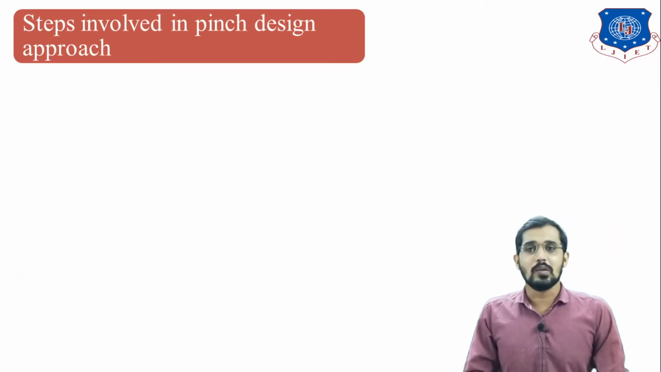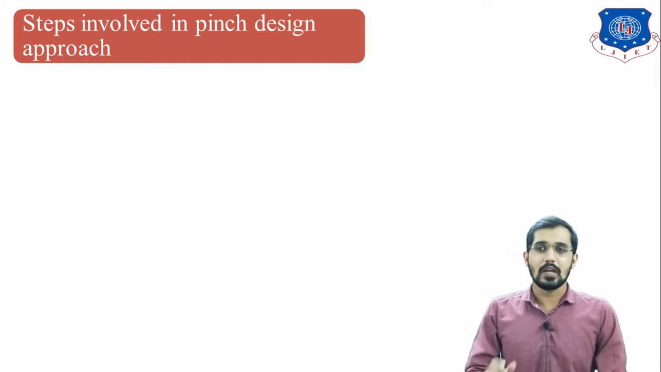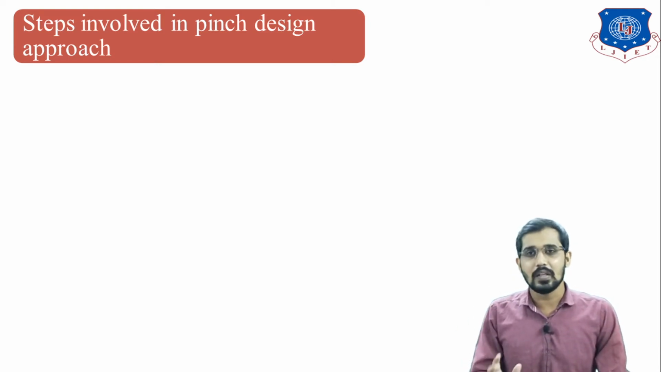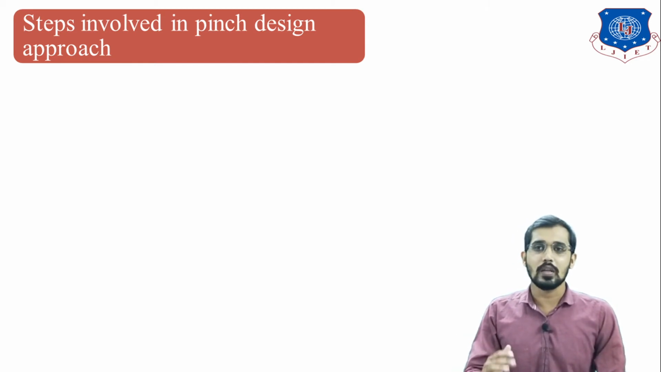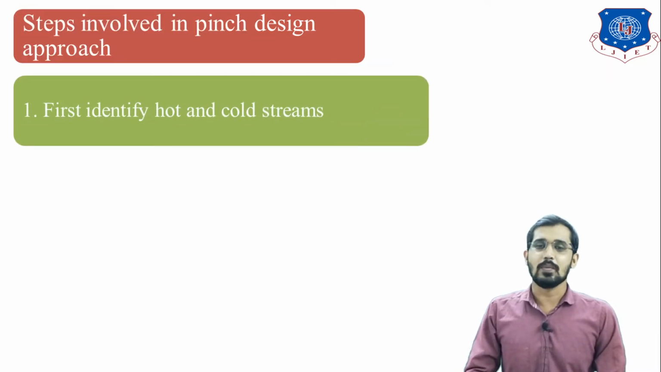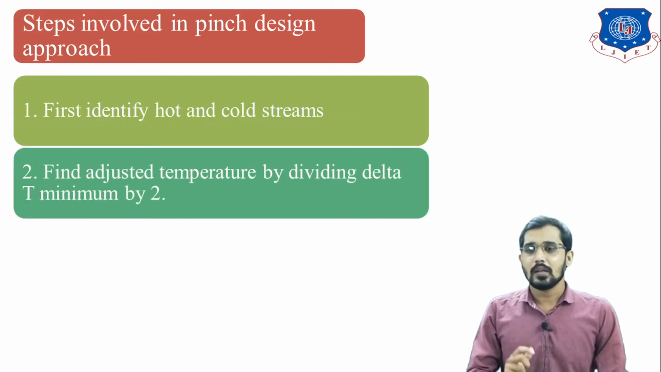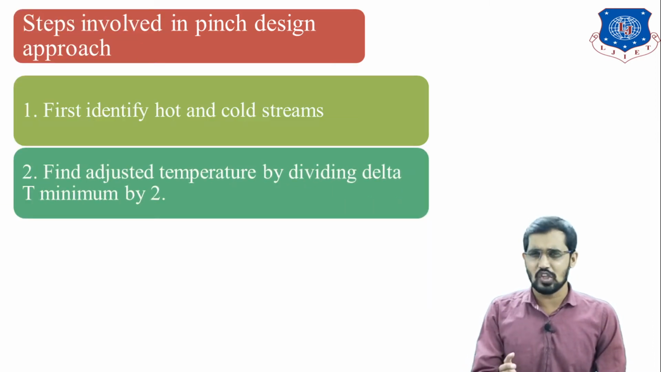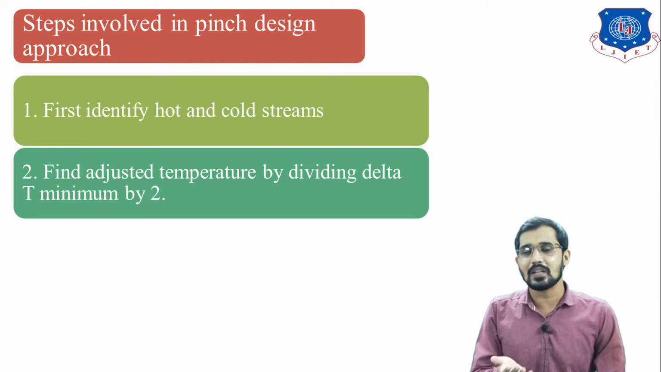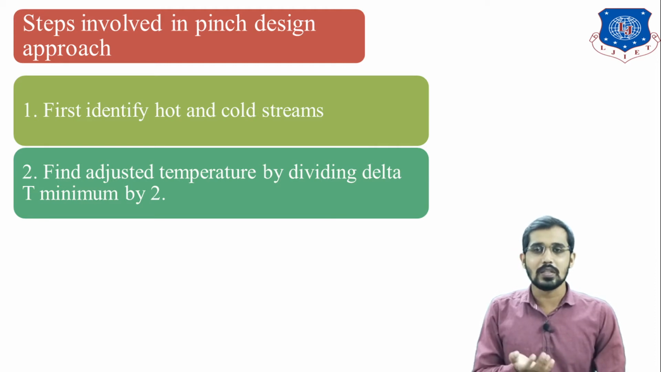Now we will see the steps involved in the pinch design approach. As I told you in the previous slide as well, this method is nothing but the temperature interval method. The first step is to identify all hot streams and cold streams. After that, you have to find the adjusted temperature by using delta T minimum. How to find that? You just divide delta T minimum by two. If delta T minimum is equal to 20 degrees Celsius, you divide 20 by 2, and you get the adjusted temperature, which is 10 degrees Celsius.